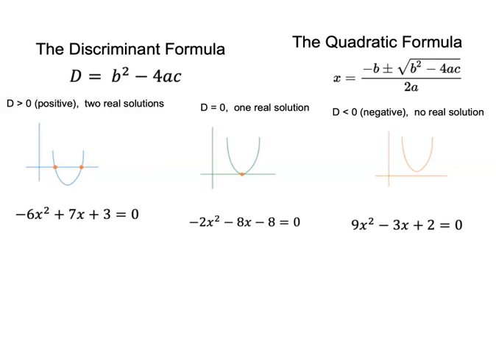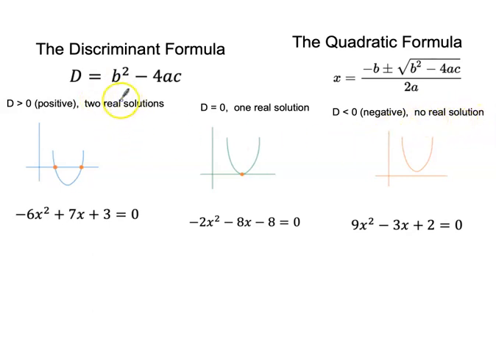Hi guys, this lesson is on the discriminant, and you can find the discriminant in the quadratic formula. Basically, this part under the radical is the discriminant, and it will tell us whether, when we solve the quadratic equation, we have two real solutions, one real solution, or no real solution.